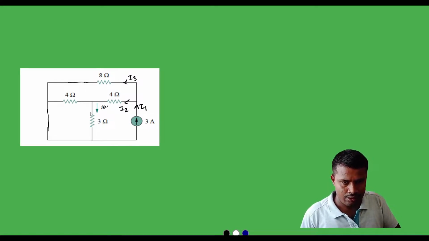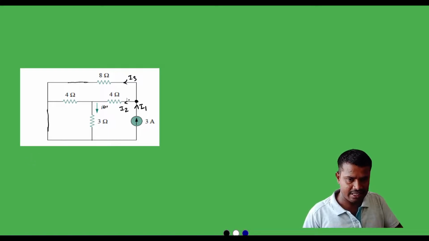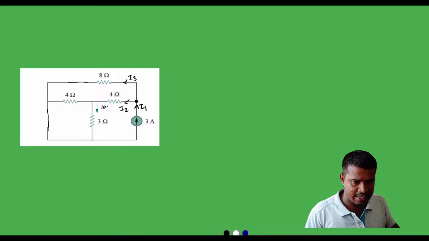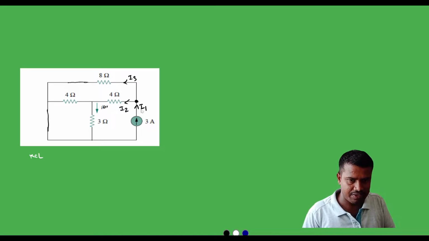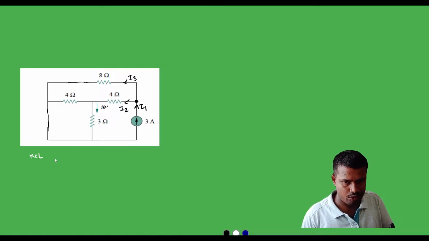Okay, now at this point, when we apply nodal analysis, let us say, or first we will apply the KCL. For KCL, at this junction we can write the algebraic sum of incoming currents is equal to the algebraic sum of outgoing currents.